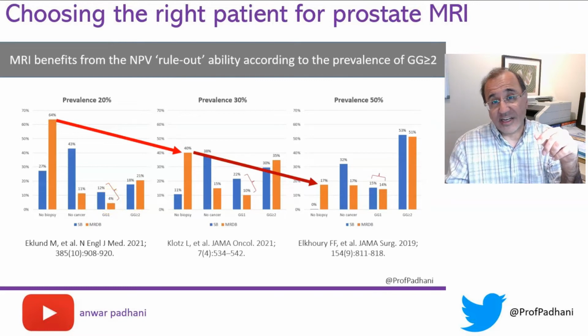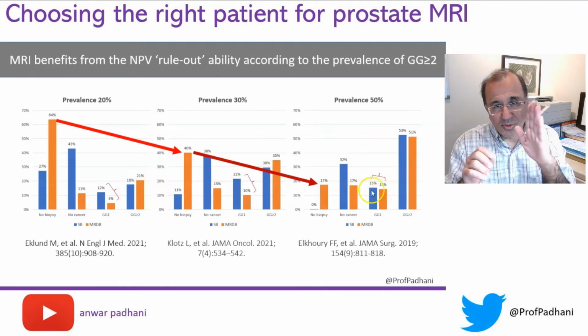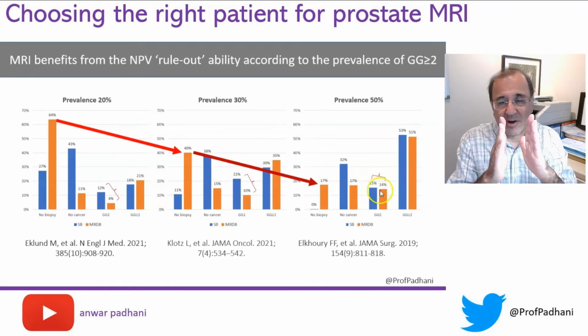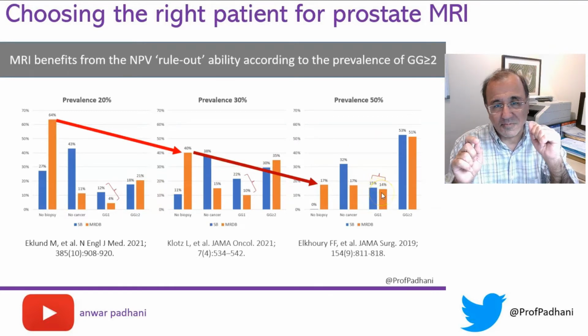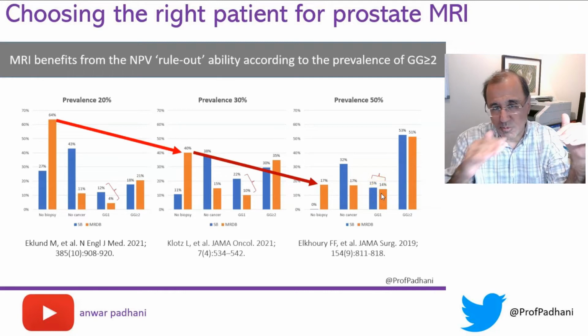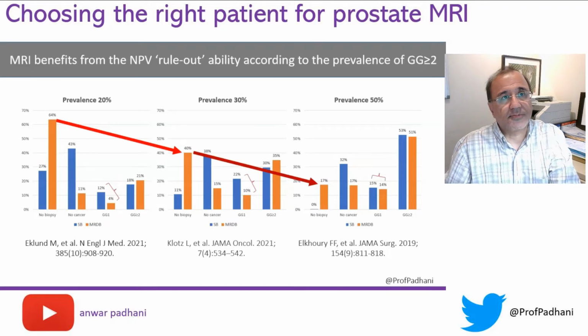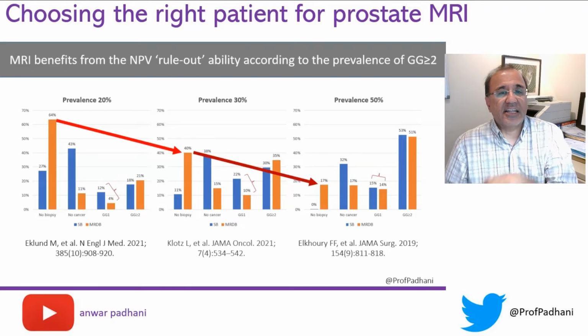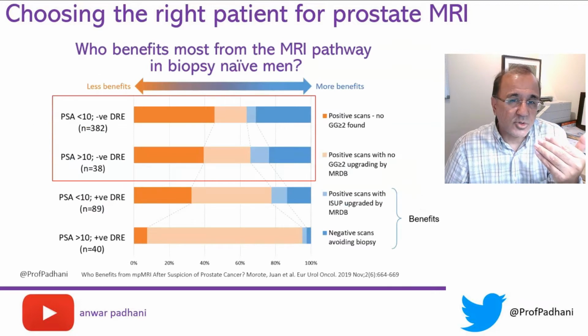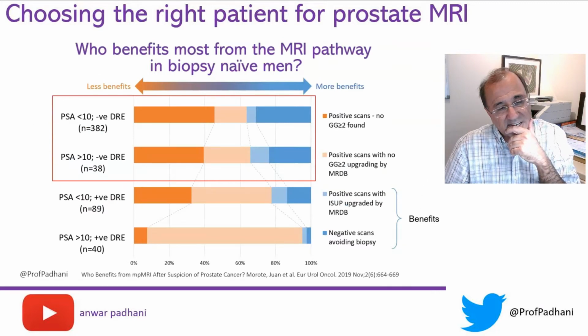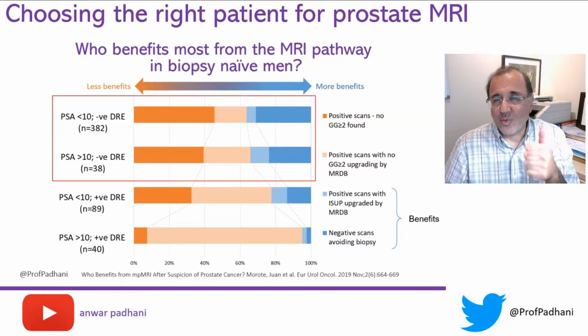And then go to the right-hand side. You'll see there on the right-hand side that the difference between the systematic biopsy and the MRI biopsy is only 1%. So again, you can see how these benefits are related in practical terms on the disease prevalence. So what we're saying is that the men who benefit most from an MRI scan are those men with a low PSA, less than 10, and a normal DRE.